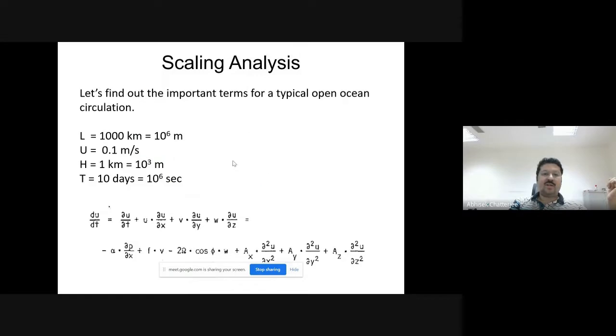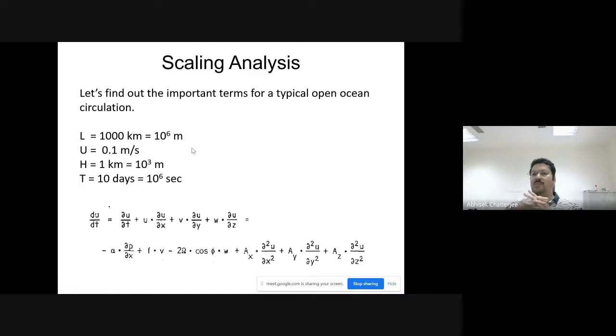Then we looked at real world situations in terms of oceanography: what kind of amplitude we may expect for different quantities. So we looked at typical ocean circulation in the interior ocean, where the length scale is about 1,000 kilometers, more than 1,000 in fact. For example, the Indian Ocean or the Atlantic, or the Pacific, which is the largest ocean, the length scale is about 10,000 kilometers. So 1,000 kilometers is reasonable.